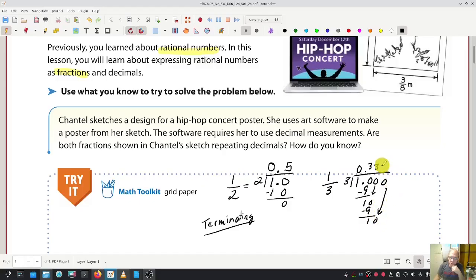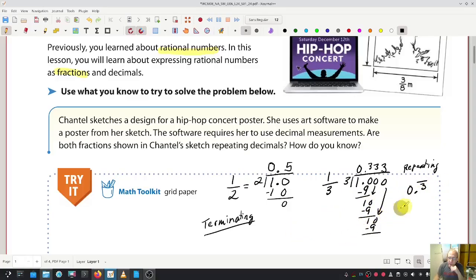You probably noticed that I'm now in a loop where I'm always doing how many 3's in 10. There's 3 3's in 10, which is 9, and there's 1 left over, which continues on. So this is what we call a repeating decimal. And we write it like this: 0.3 is repeating. The 3 is repeating, goes on forever.